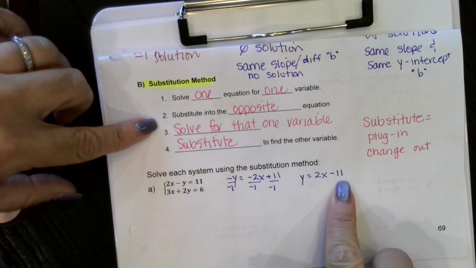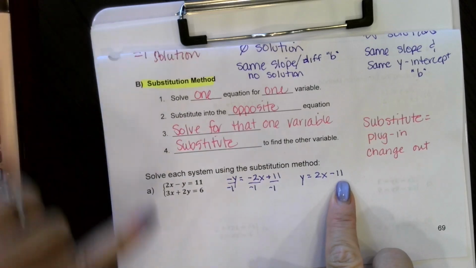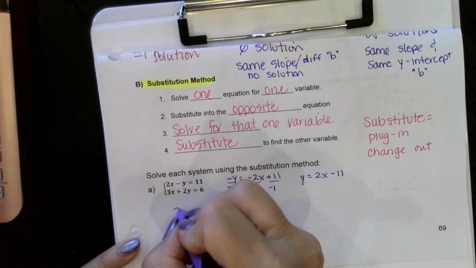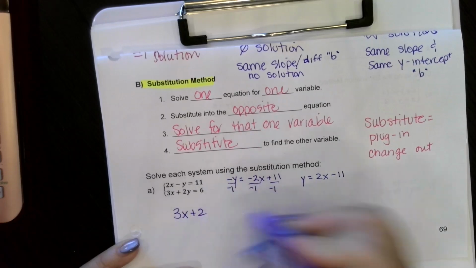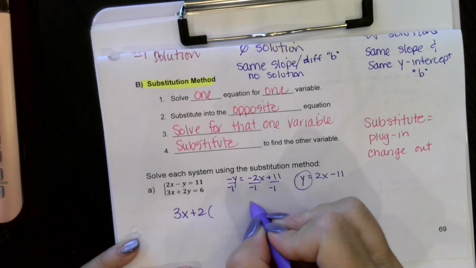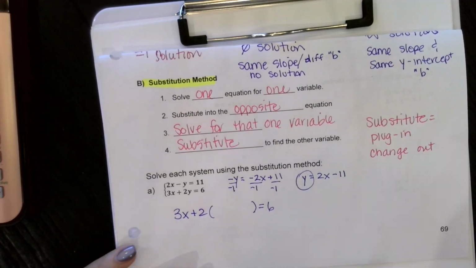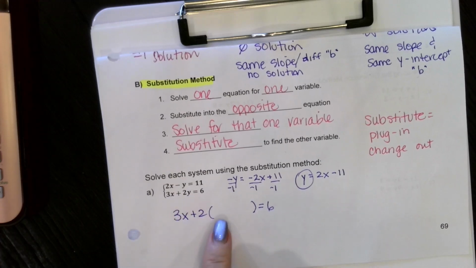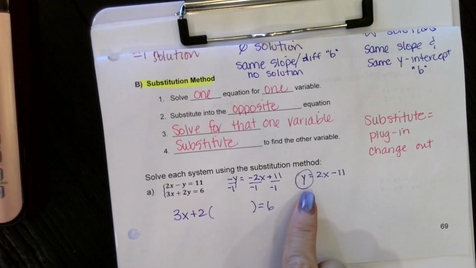Okay, so step 2, substitute into the opposite equation. So here's how I'm going to do this. This equation is my opposite. So I have 3x plus 2, and if this is y equals, I'm going to put parentheses right here. Let's go back and look at what we did. So here's my second equation: 3x plus 2y. Y is where I put my parentheses, and I did that because this is y over here.